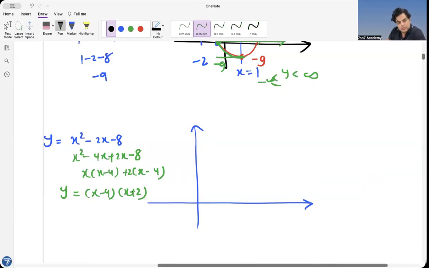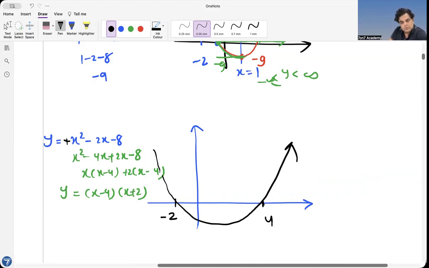Then the roots, you will get after equating this to 0. One root is what? Minus 2. The other root is 4. And the coefficient of x square is positive, so it opens as an upward parabola. The axis of symmetry is always the average of the roots. Agree? x equals 1.